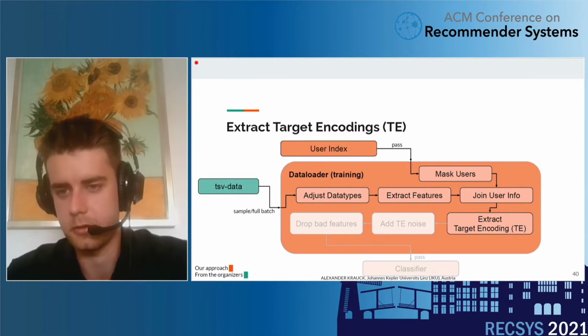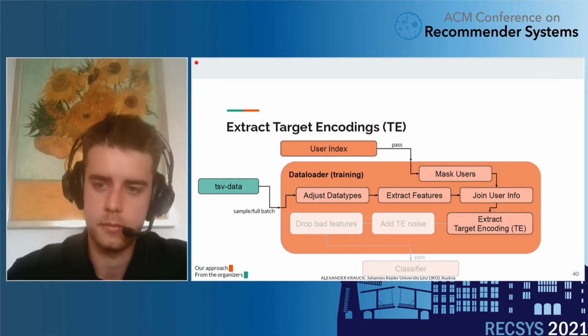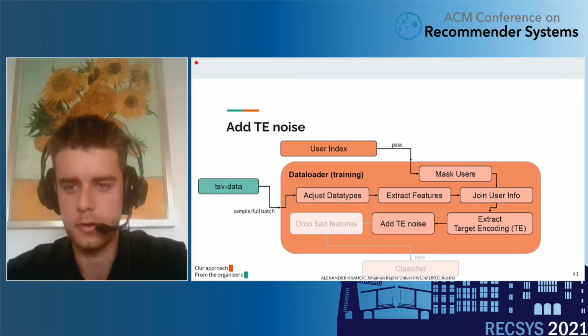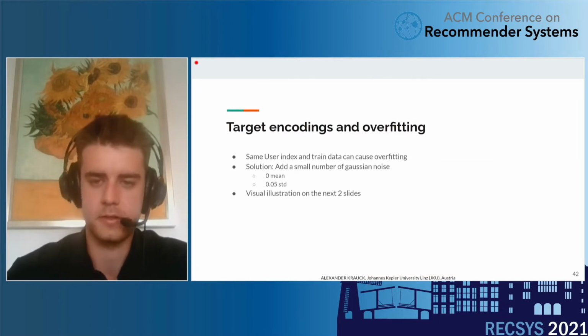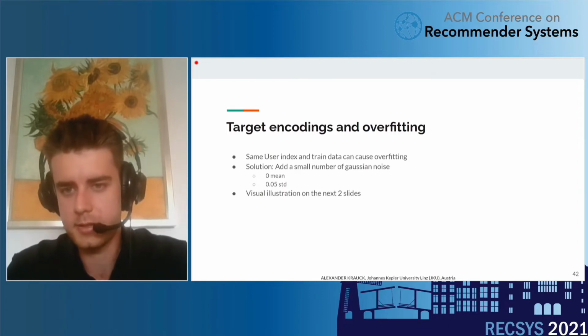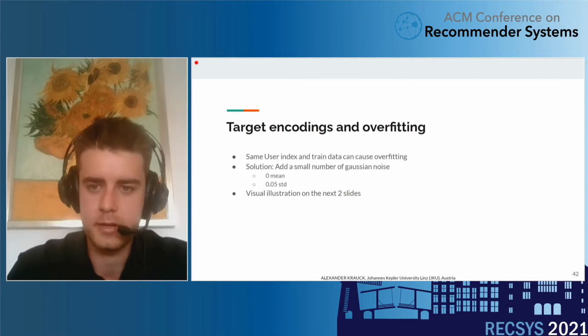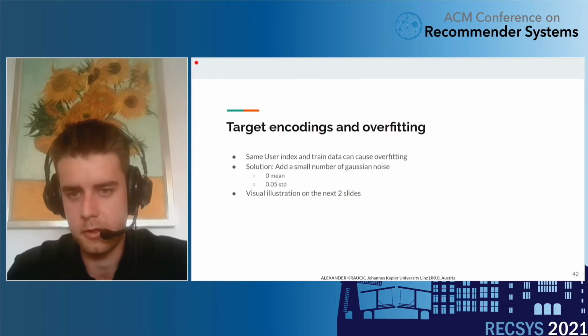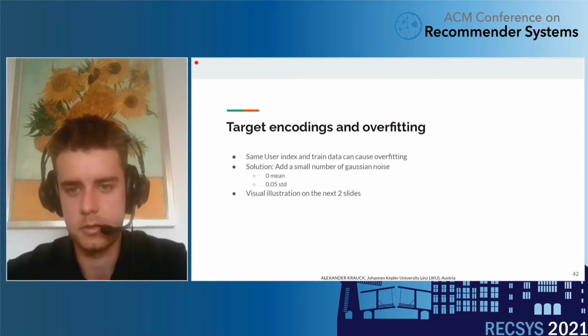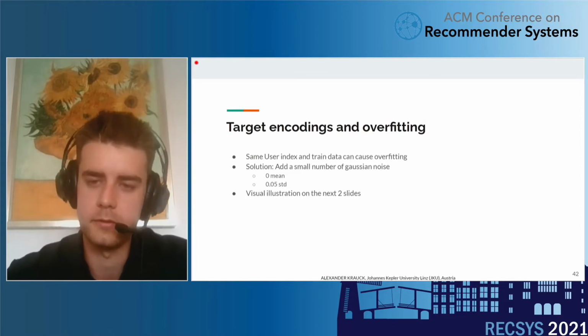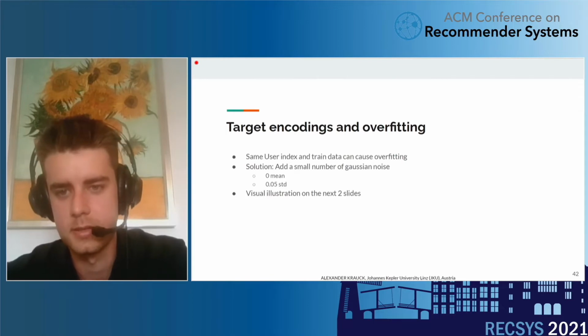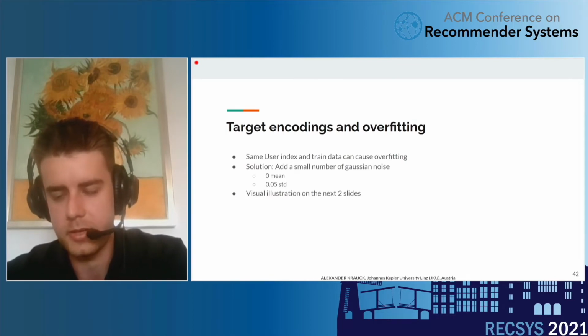The next step for our training pipeline was to add some noise to the target encodings. This was required because if the user index is extracted from the same data as is used for training the classifier, this can cause overfitting. We added a small amount of Gaussian noise with 0.0 standard deviation. I will visualize in the next 2 slides why this is necessary.